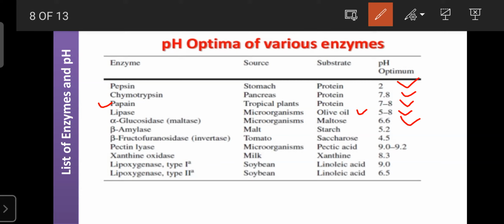Then beta amylase, whose pH is 5.2. Then fructose franidase, that is 4.5. Then pectin lyase, that is 9 to 9.2. Like that, lipoxygenase, that is active at 9 as well as 6. So different enzymes are required for the various biochemical reactions in our body, and they will be active at a particular pH.